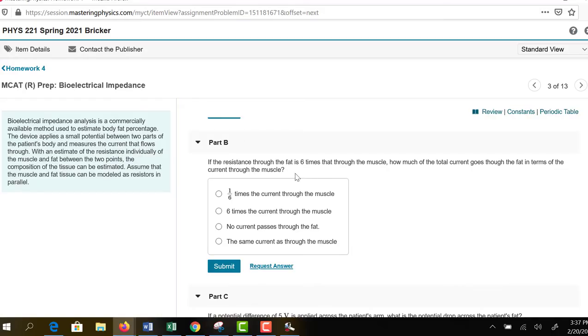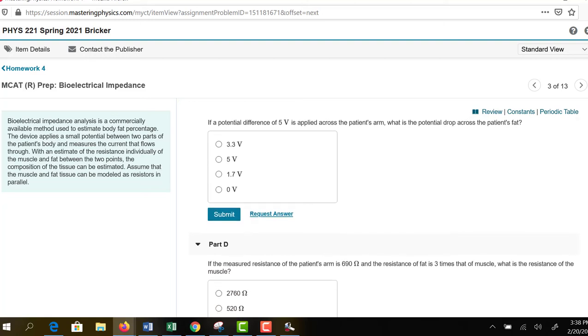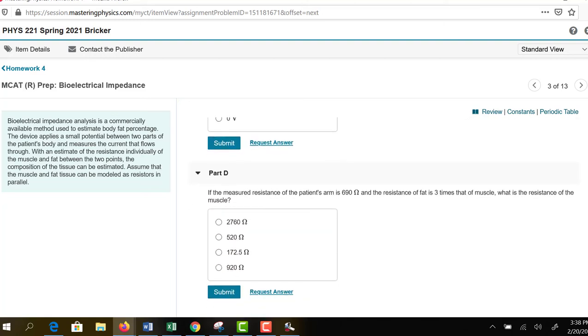Okay, and then if the resistance of fat is 6 times as much, how much of the total current goes through the fat in terms of current through the muscle? So I just kind of said how that worked out, so I'll leave that part to you. And then if 5 volts is applied across the patient's arm, what is the potential drop across the patient's fat? So again, if we're modeling these in parallel, the voltages are the same. So if it's 5 volts across there, this has to be 5 volts. Because in parallel things have the same voltage.